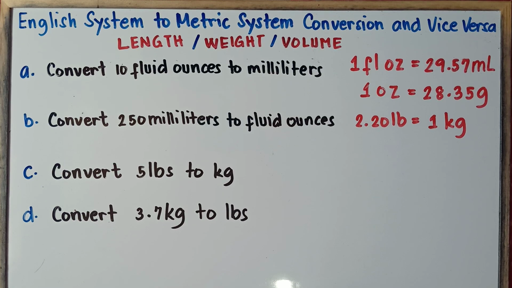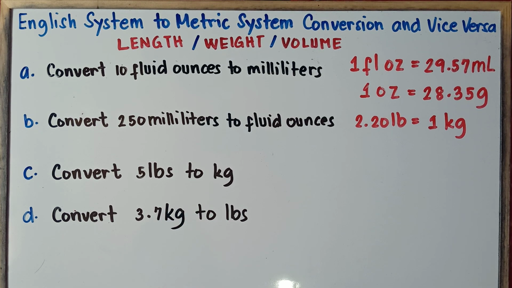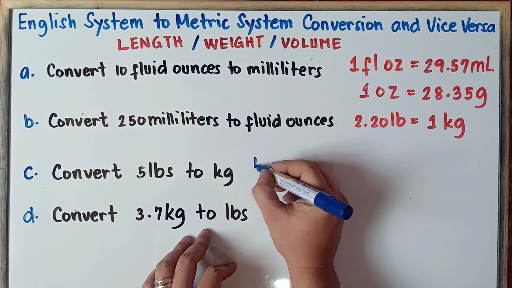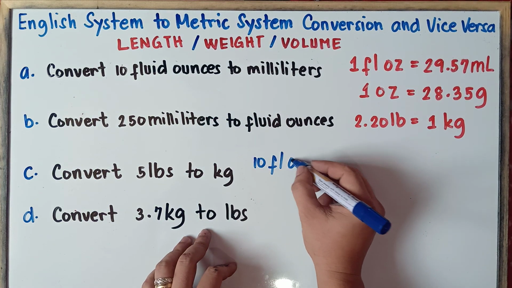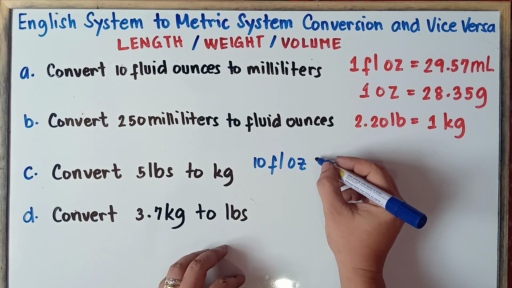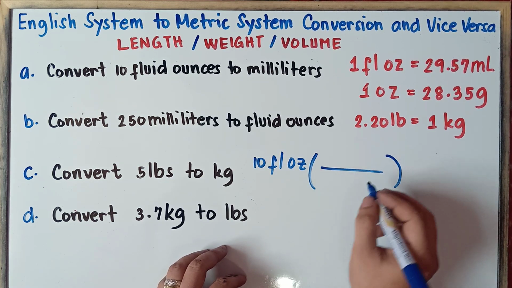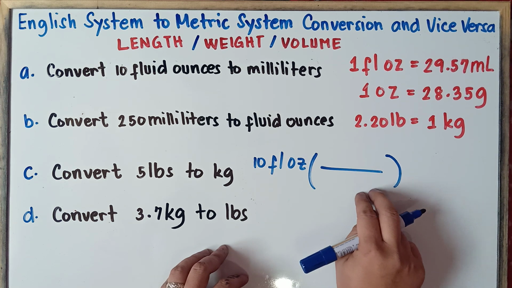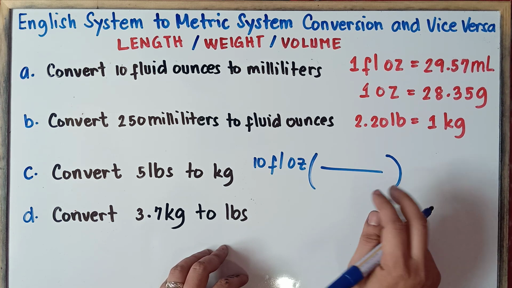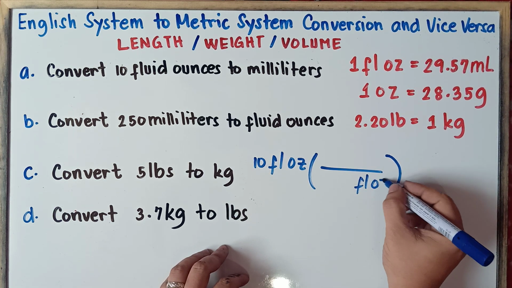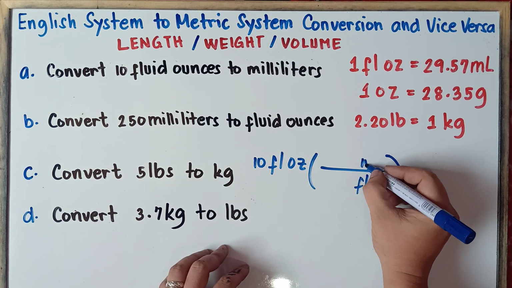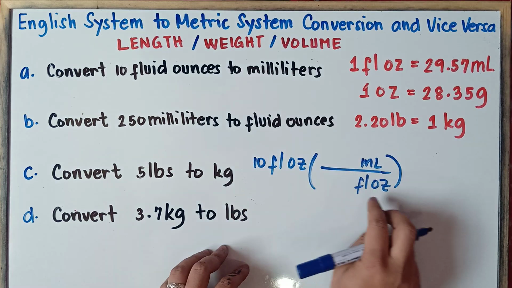So let's start with letter A. Convert 10 fluid ounces to milliliters. So first thing to do, class, you copy the given 10 fluid ounces. Alright, and then you put parentheses. If this is FLOZ for our units, the unit on the denominator, class, must also be fluid ounces. So FLOZ. And then the unit on the numerator must be milliliters. So we convert fluid ounces to milliliters.